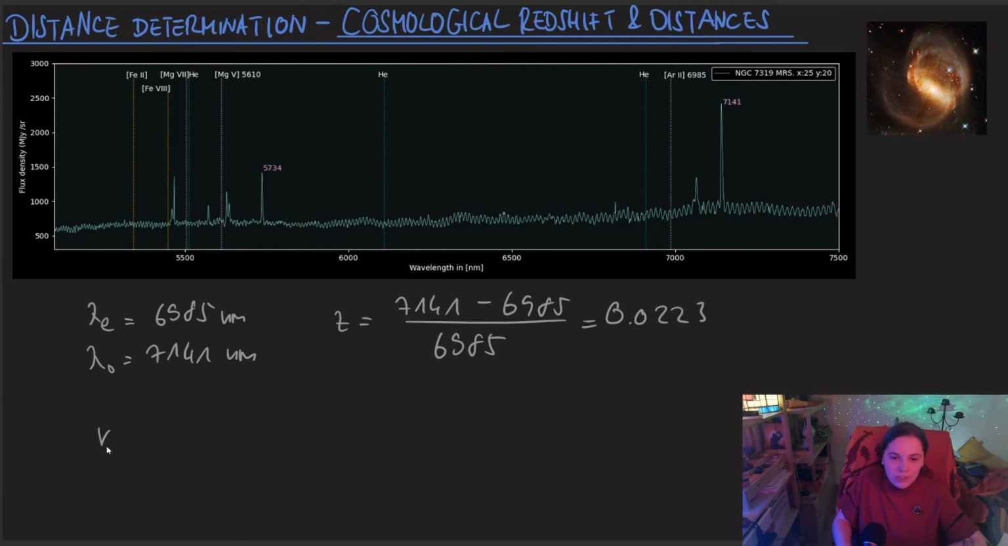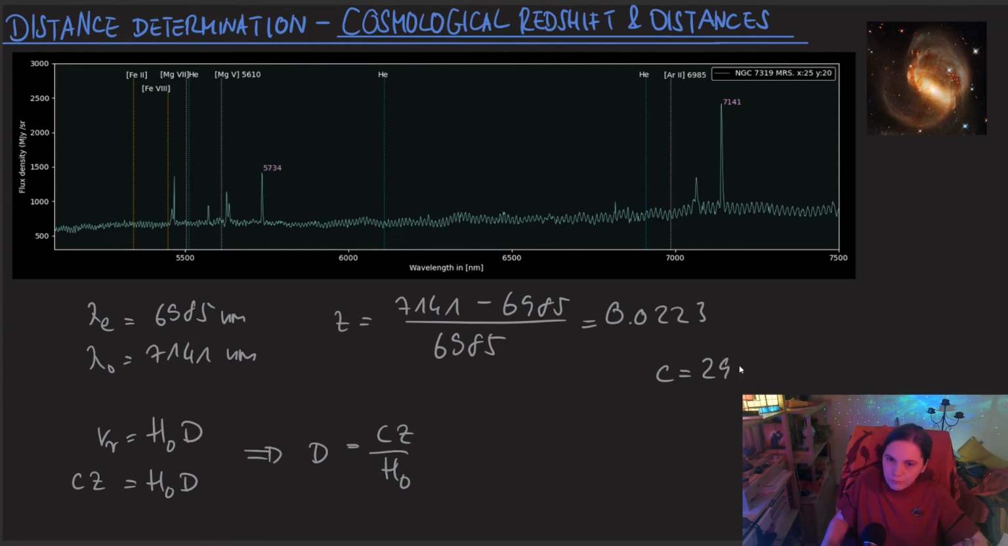The Hubble law was this, and we replace the radial velocity with the speed of light times z. And now we rearrange these formulas to this simple formula. The speed of light, what is the speed of light? It's 299,792 kilometers per second.